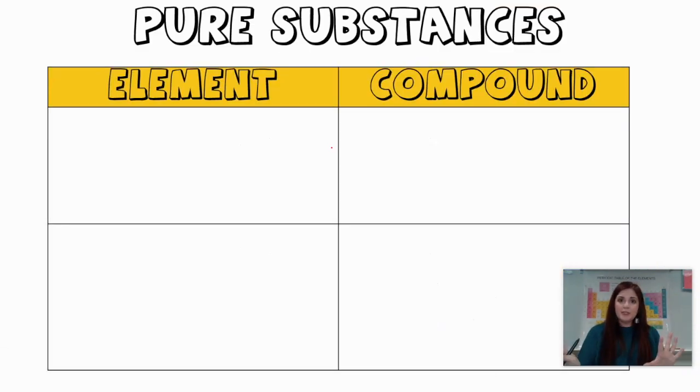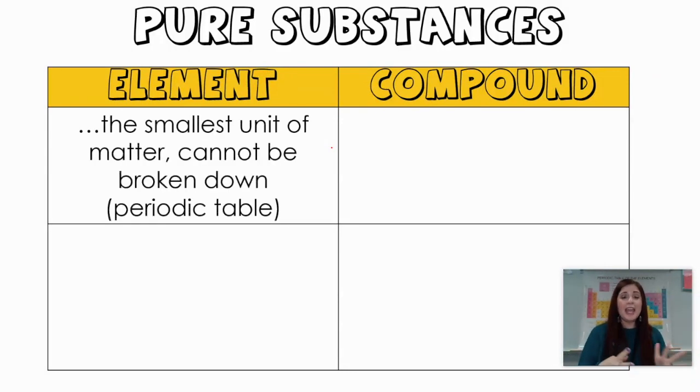Pure substances could be one of 2 things. They're either elements or compounds. An element is the smallest unit of matter, okay? I can't break down atoms or elements any more than they already are. They're already broken down to their smallest amount. And we can find all the elements just by looking at the periodic table, right? Everything on the periodic table is in its elemental form.